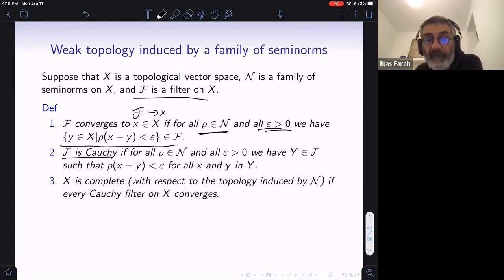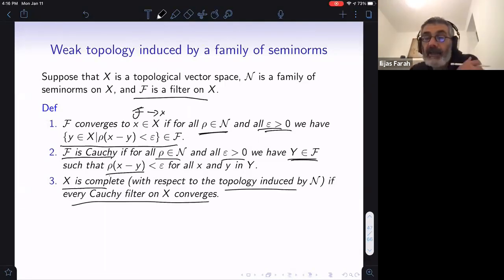Cauchy filters are also defined in a natural way. So again, for every seminorm, for every epsilon, there is a set in the filter such that the difference between any two elements of this set has seminorm less than epsilon. And we say that X is complete with respect to this topology induced by the seminorms if every Cauchy filter on X converges.